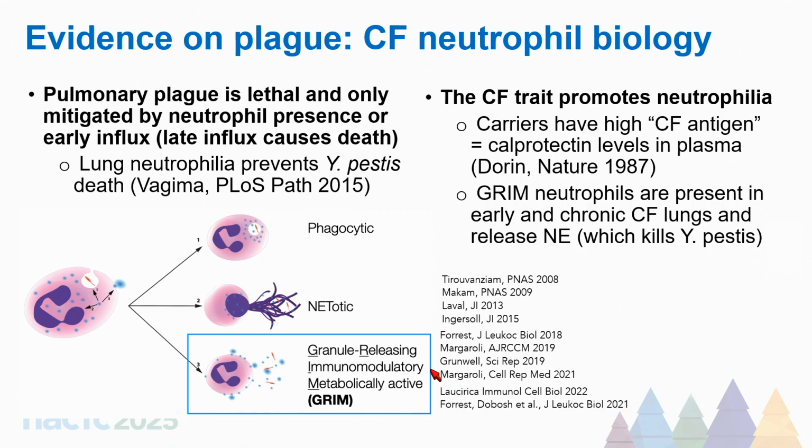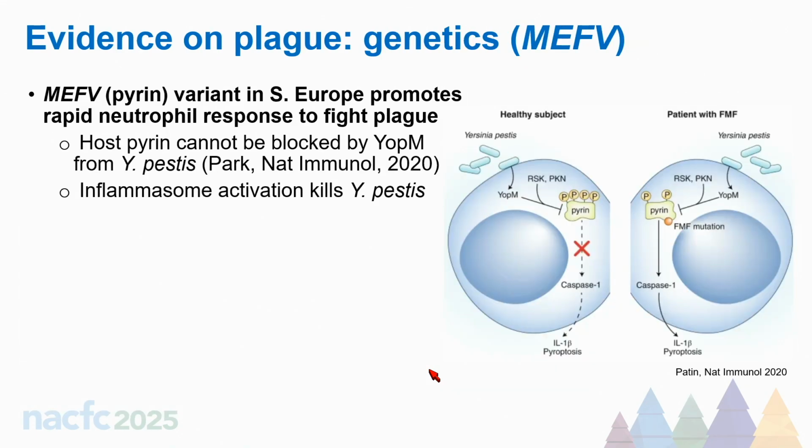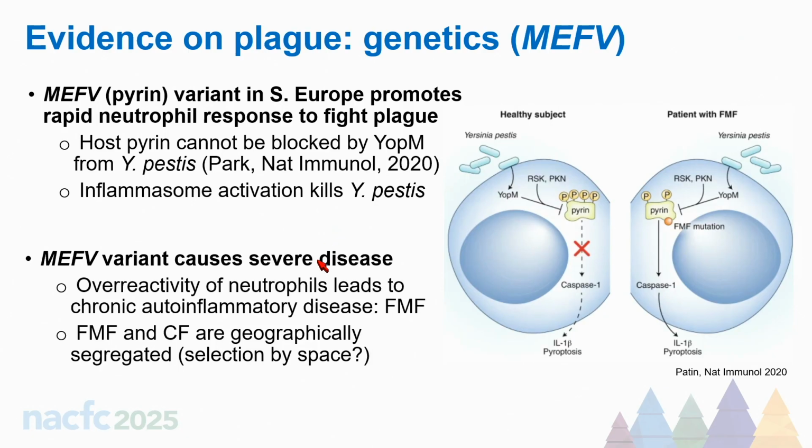This is not the first example of neutrophils protecting against plague. In Southern Europe, it's mutation of that inflammasome component called pyrin that is known to promote resistance to plague because that effector from Yersinia pestis, YOP-M, is not able to block activation of the inflammasome in patients. That has been shown in mice and in humans. And at the homozygous level, it creates that very bad autoinflammatory disease called familial Mediterranean fever.